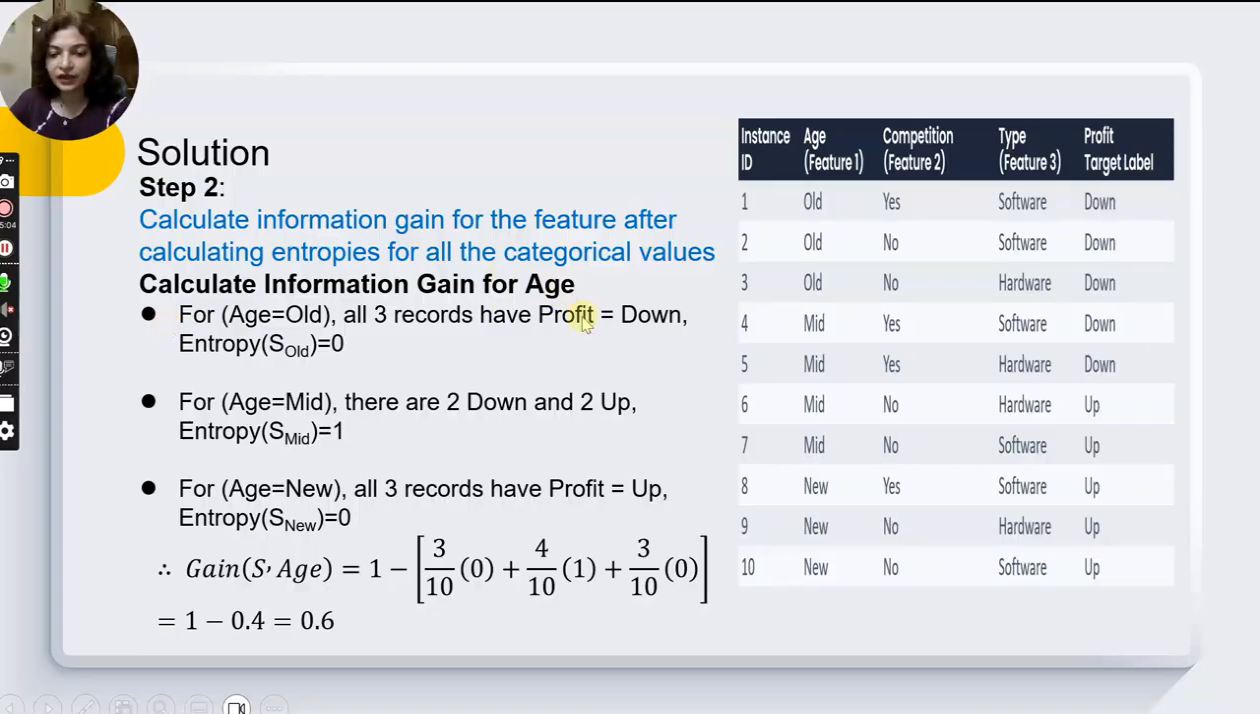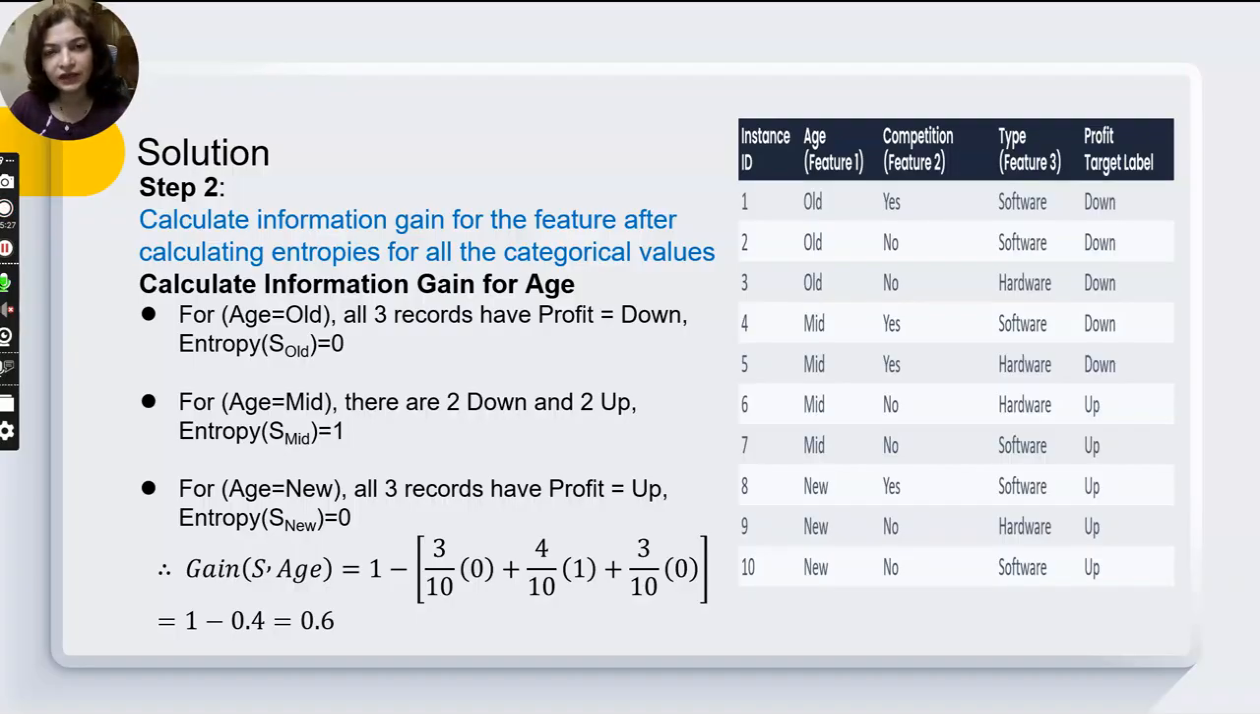Next, we'll calculate information gain for age. Now, keep one thing in mind. Whenever we get equal counts, as in the previous example, 2 ups, 2 downs, you should directly write entropy as 1. Even if you put it in the formula, you're going to get 1. Similarly, when you get only one class, you directly write down entropy as 0.